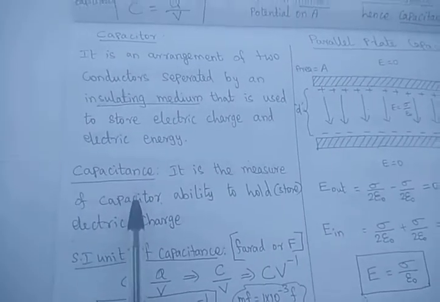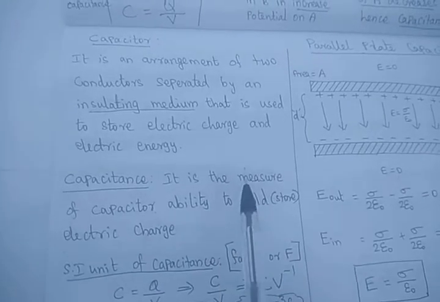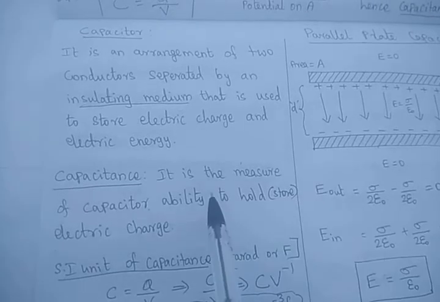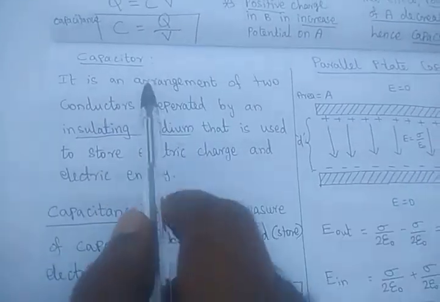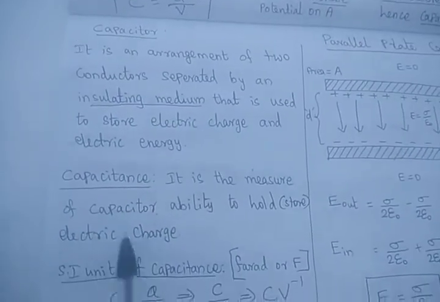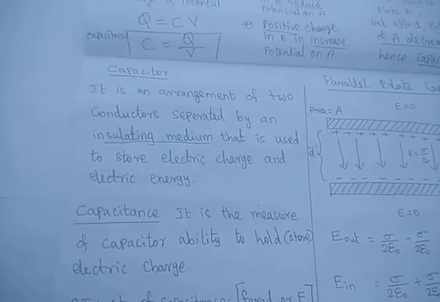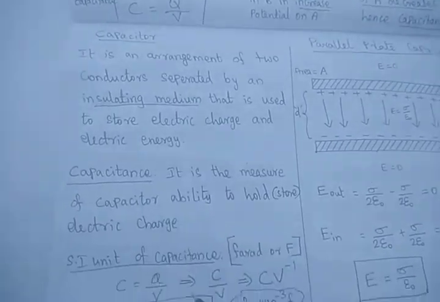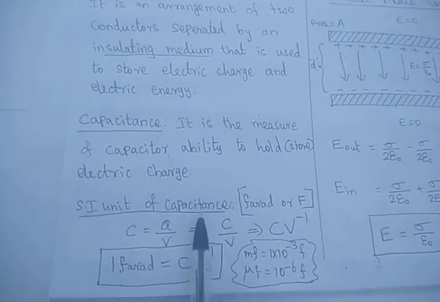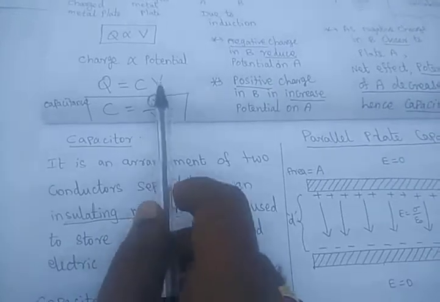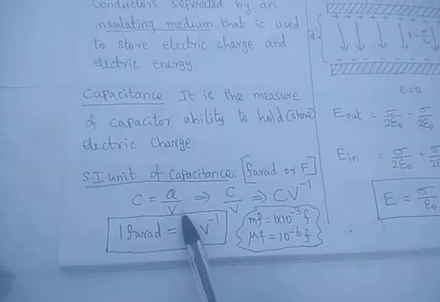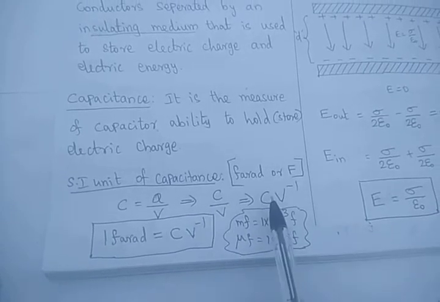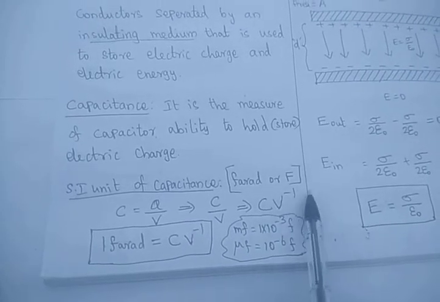Then what is capacitance? It is a measure of the capacitor's ability to hold charge, how much charge that particular capacitor has the ability to store. That is represented by the term capacitance. Capacitor is a device; capacitance is a property. What is the SI unit of capacitance? We know that C = Q/V, charge by potential. The SI unit of charge is coulomb and of potential is volt, so coulomb per volt, that is CV⁻¹.